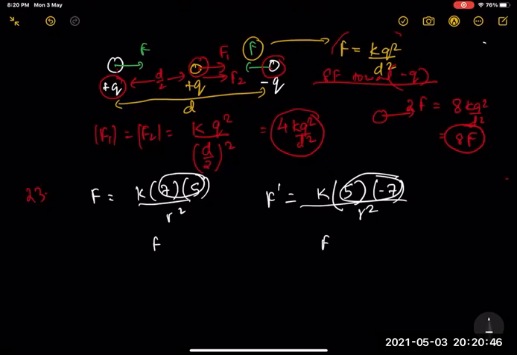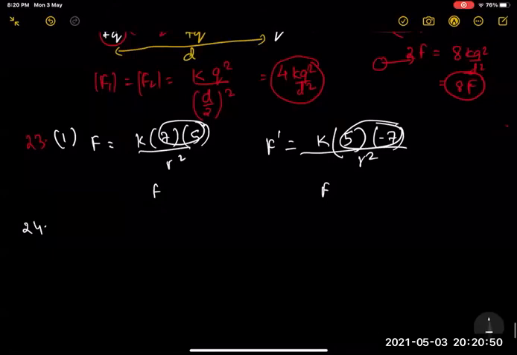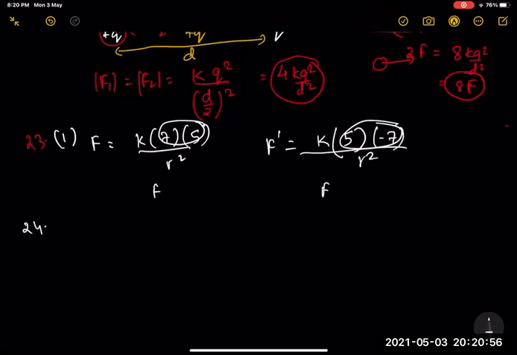Okay, so 23, the answer is 1. 24. The force between two identical spheres charged with the same charge is F. If 50% charge of one sphere is transferred to another sphere, then the new force. See, it's simple, identical, right? Identical. So F is equal to K Q by r square.